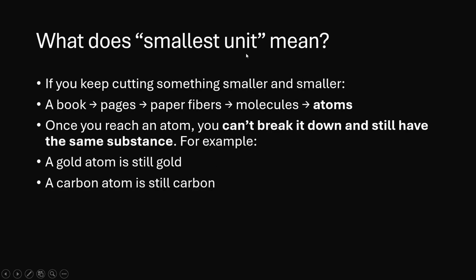What does smallest unit mean? If you keep cutting something smaller and smaller, like a book to pages, pages to paper fibers, paper fibers to molecules, molecules to atoms. Once you reach an atom, you can't break it down and still have the same substance. For example, a gold atom is still gold. A carbon atom is still carbon. It means you cannot break gold into something else. Okay?